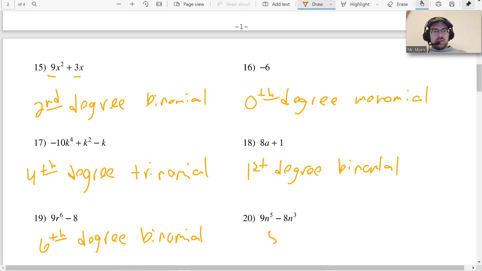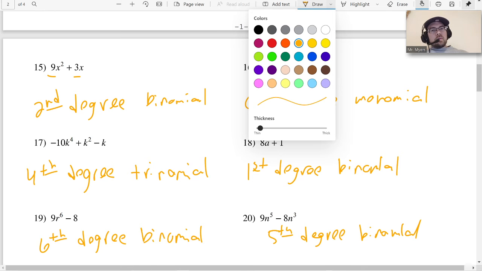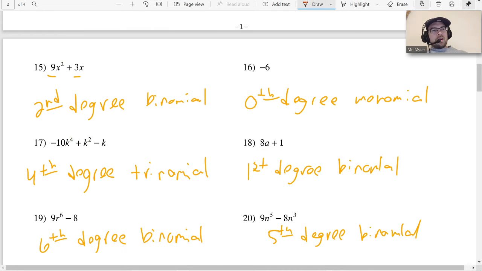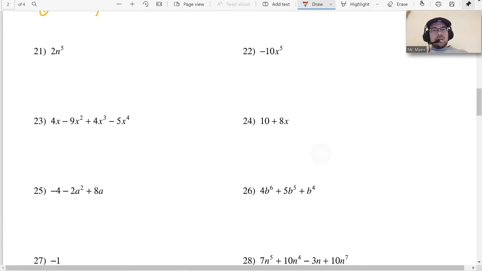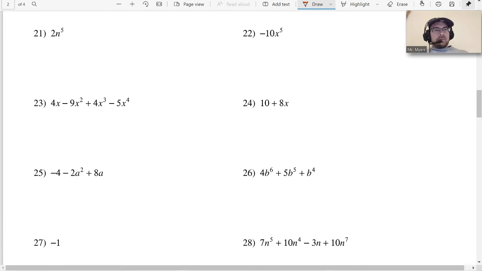This is a fifth degree. So sixth degree, I forget what that's called, but fifth degree is quintic. So it's a quintic fifth degree binomial. So these are all binomials. Okay, we will change color. I just forgot to change color for a bunch of them, because we're going a little bit faster now, so maybe that's why.